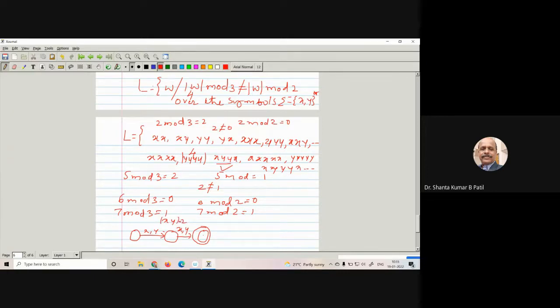The third state is a final state. The initial state is not a final state because epsilon is not in the language. 2x or 2y are there, so it should accept. 3x or 3y should be accepted. The fourth state is also a final state. So 5 symbols are also accepted. The fifth state is also a final state, so it is accepting 5 symbols.